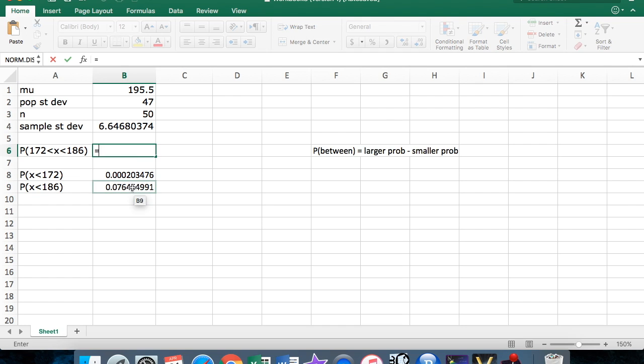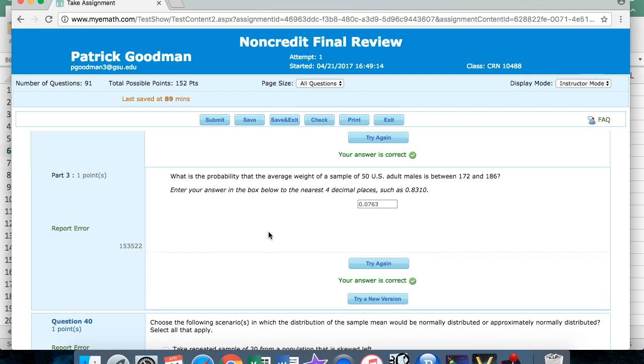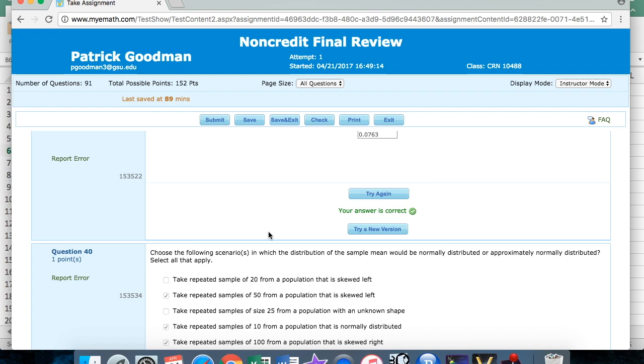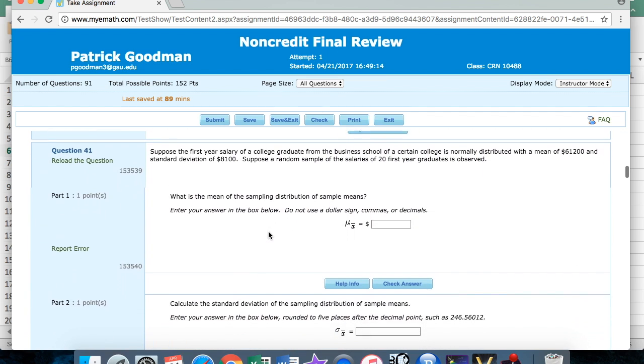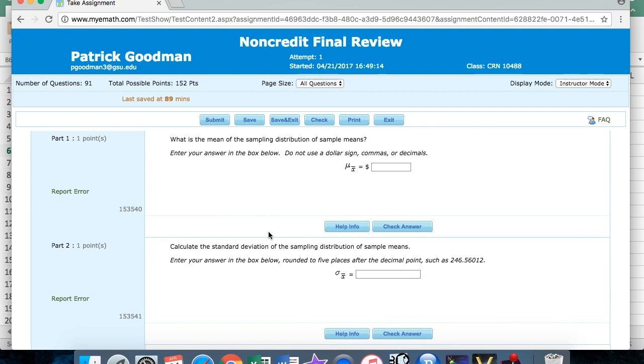So you take the larger one minus the smaller, big minus small, and this is the probability. Go over here and they say 4 places. So it'd be 1, 2, 3, 4. This is 3, and we kill the rest. There we go. So that's how you do the problem. Not too hard, right? All right, so we're getting close here. I've got just a few more problems for this first part, and then I'll do the second part.